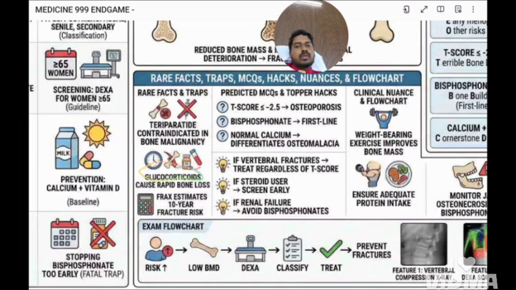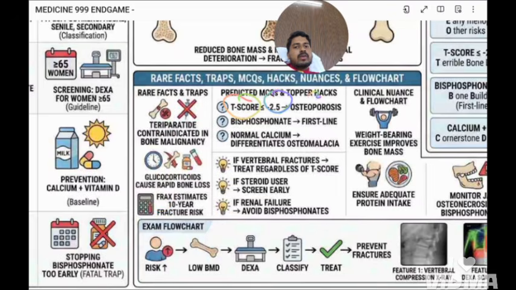Second, glucocorticoids can cause rapid bone loss, and hence it is a prominent cause of osteoporosis. Next, FRAX estimates 10 years fracture risk. So FRAX is a clinical risk prediction tool for the risk of fracture occurrence in the next 10 years. Okay, so this is just a clinical estimation tool. Just remember this much.